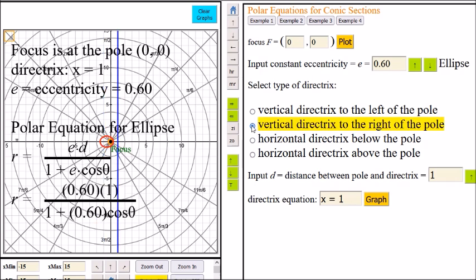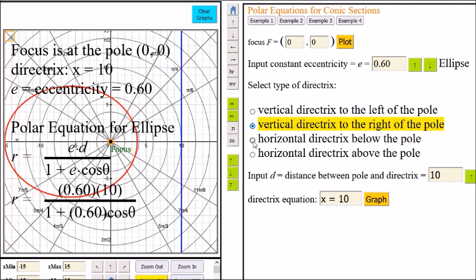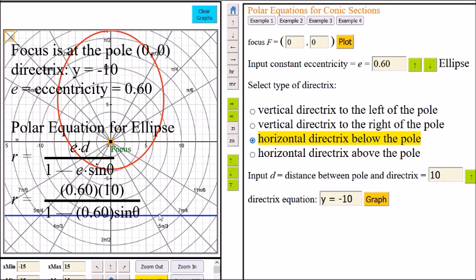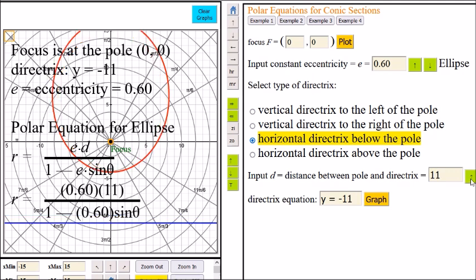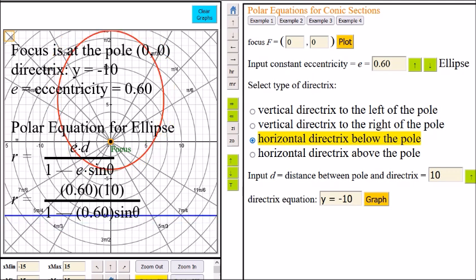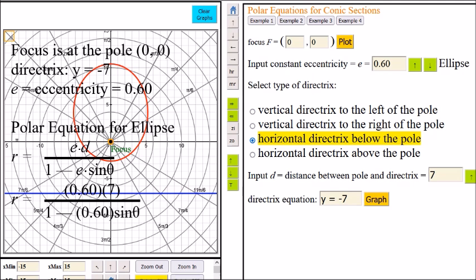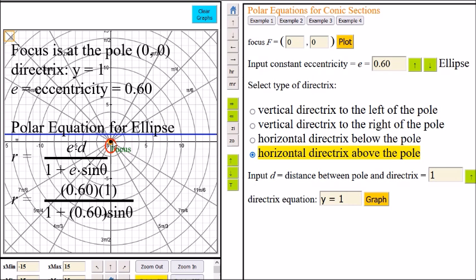And now let's move the vertical directrix to the right side of the pole, and then change D. And now let's make the directrix horizontal below the pole, and then vary the D. And now let's move the horizontal directrix so that it's above the pole. So here's D equal to 3, 4, 5, 6, 7, 8, 9, 10.